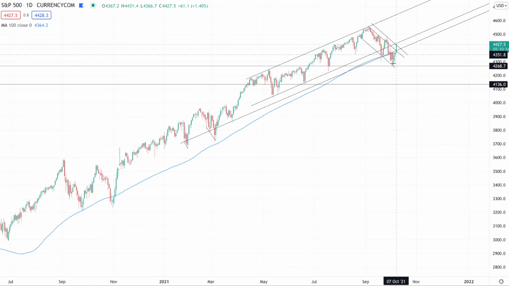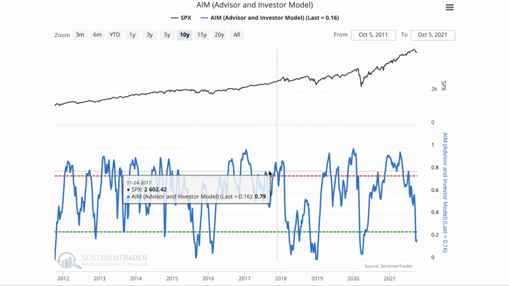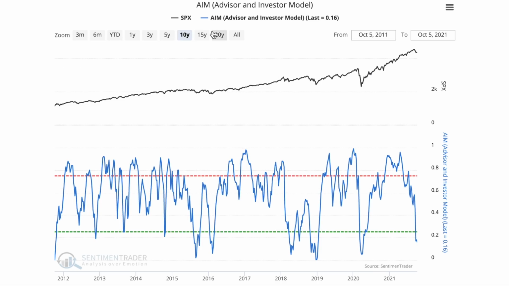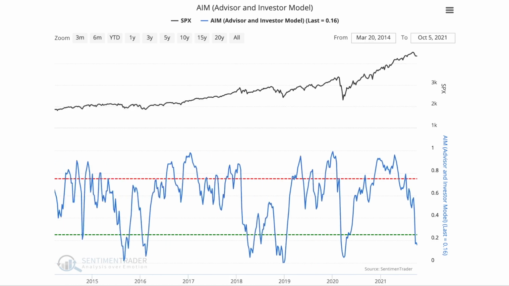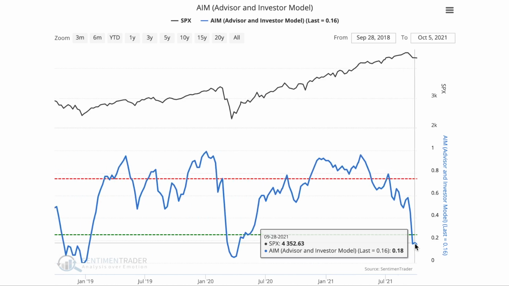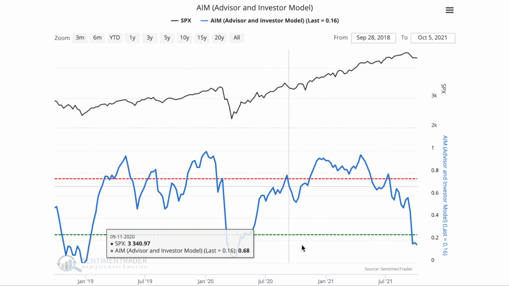Very few people were expecting a bounce here. This is a sentiment indicator that we love to use, the advisor and investor model, and it actually takes into account a large amount of different investor surveys and what their combined readings are. And you can see here as we were correcting right there, look at where the sentiment on this model was. It was at extreme fear. We hadn't seen this much fear since the COVID-19 crisis.